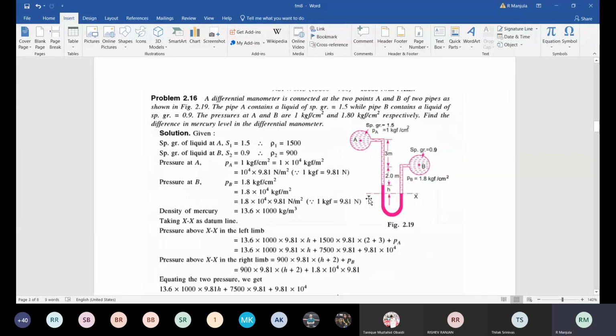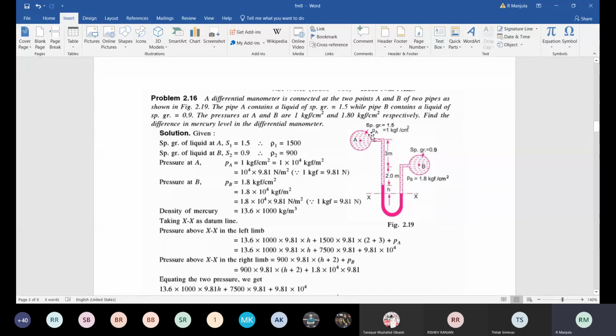And taking XX as the datum line, what is the pressure above XX in the left limb? So calculate the pressure. Because this is mercury, 13.6 into 1000 is the density, multiplied by 9.81 as g, multiplied by H. So that is the pressure above this. Plus, 1500 is the density of this liquid A. So 1500 into 9.81 g into the head, which is 2 plus 3 because this is the liquid.